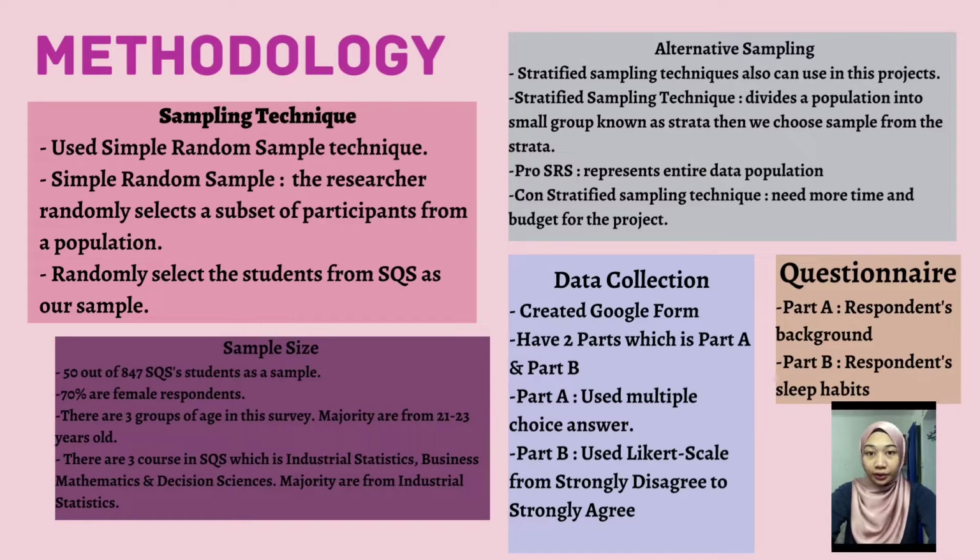There are 2 parts in the Google Form, which are Part A and Part B. For Part A, we use multiple choice answers to make it simpler for respondents to answer the questions, while for Part B, we use a Likert scale from strongly disagree to strongly agree. For the questionnaire, we divide it into 2 parts, where Part A is about respondent background and Part B is about respondents' sleep habits.